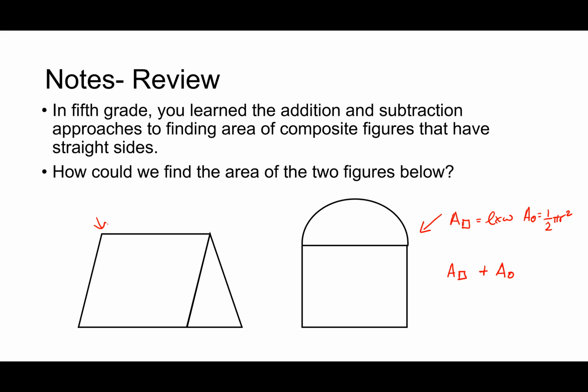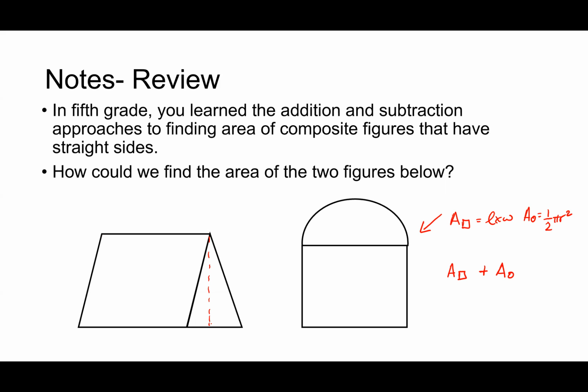What would I do? Annie? We would need to do the area of the triangle, this part right here, one half base times height. And the height would be right here, because remember the base and the height need to be at right angles to each other.